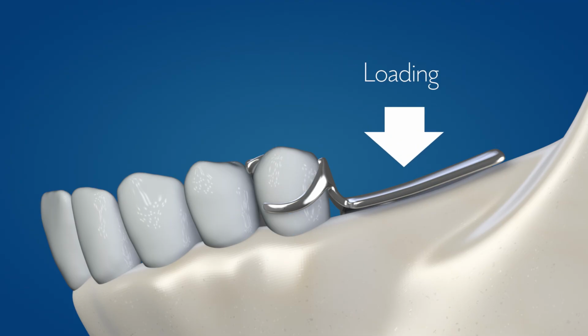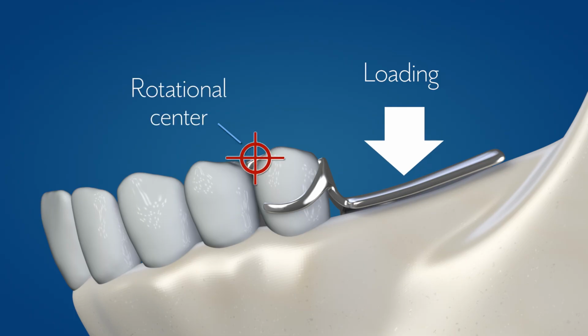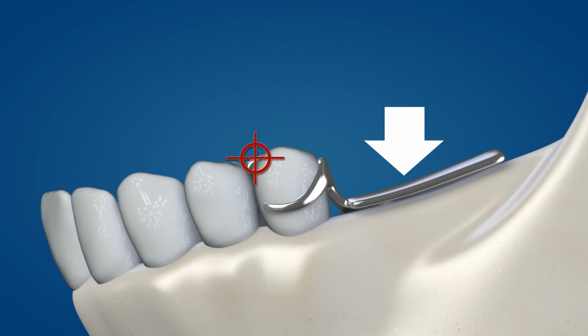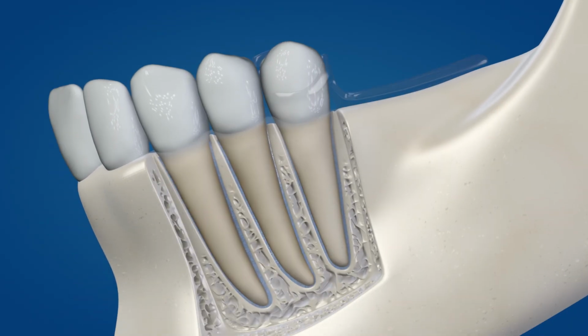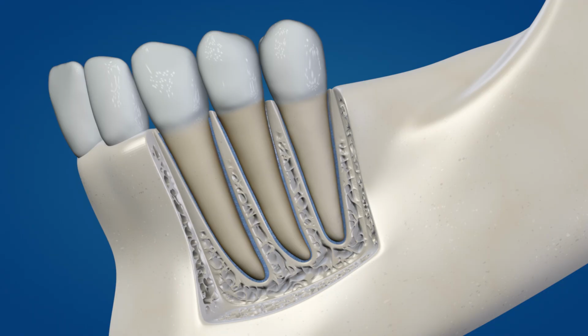As loading occurs, a rotational center is established at the mesio-occlusal rest seat, and the arc of movement for this retentive arm is downward and forward, allowing it to disengage from the abutment. Therefore, any force on the tooth will be directed mesially, and will be dissipated by the buttressing effect.